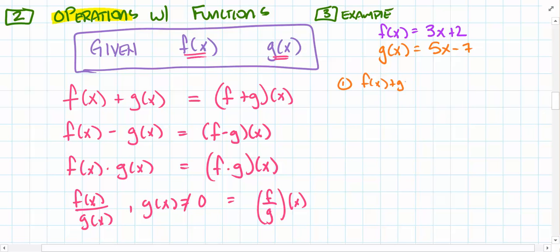So let's say I want to do f of x plus g of x, right? Well, that's the same thing as f plus g of x. So what would that actually mean? Well, f of x is equal to what? What does it say up here? This is 3x plus 2. And then I'm going to add that to what?